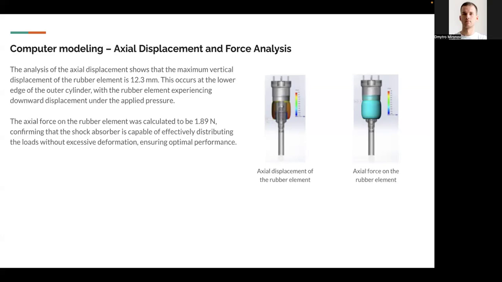The analysis of the actual displacements shows that the maximum vertical displacement of the rubber element is 12.3 millimeters. This occurs at the lower edge of the outer cylinder, with the rubber element experiencing downward displacement under the applied pressure. The axial force on the rubber element was calculated to be 1.89, confirming that the shock absorber is capable of effectively distributing the loads without excessive deformation, ensuring optimal performance.